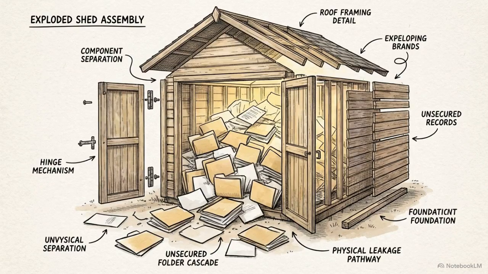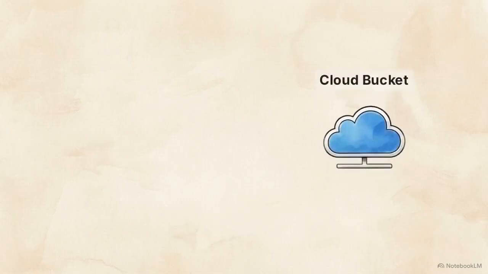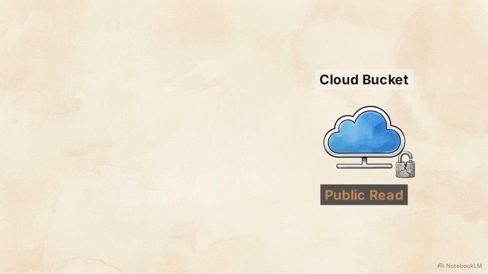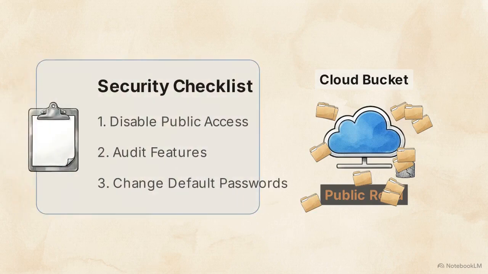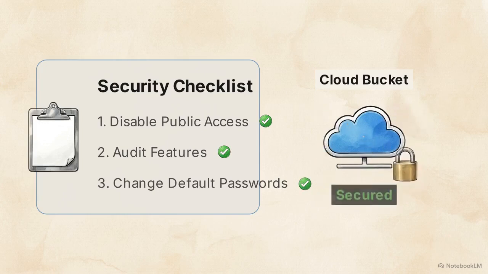Next, we can look at the storage shed in the backyard. In the digital world, these are the massive cloud storage containers where companies keep their files and data. Often, a busy engineer accidentally leaves permissions on a container set to public read, exposing millions of sensitive files. Securing these environments requires a 3-step checklist: disable public access, audit features, and change default passwords before the shed locks.